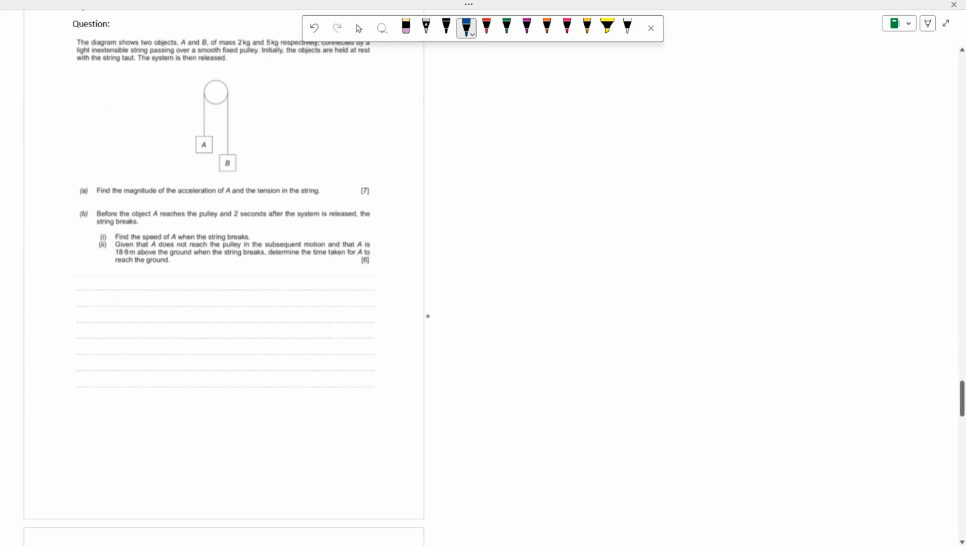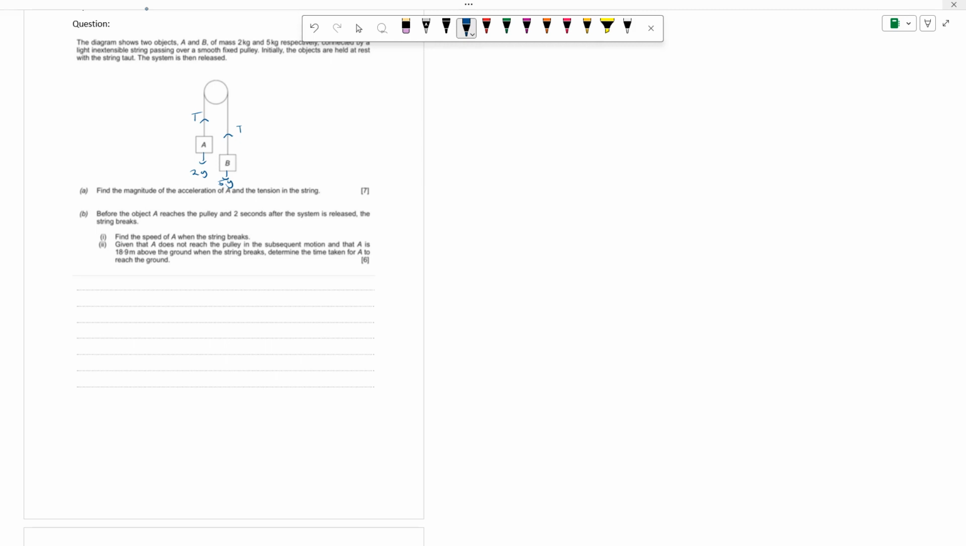Okay, question 4 then. Got some pulleys. Straight away, I'm going to label my forces. So objects A and B are mass 2 kilograms and 5 kilograms. So this has got 2g going down, so I'll include its weight, and 5g going down here. Now it's connected by a light inextensible string, so that means tension is constant, and there's no mass in it. Passed over a smooth pulley.